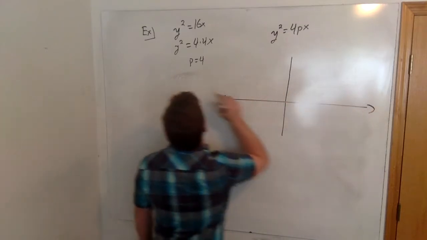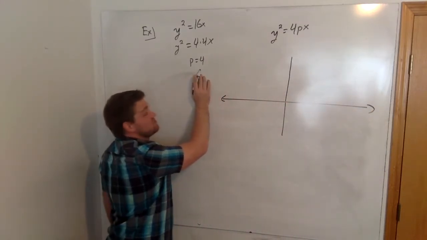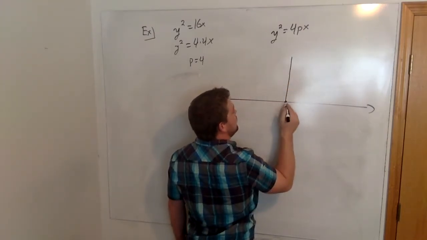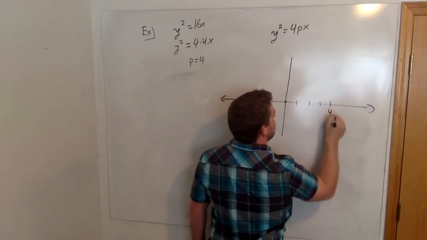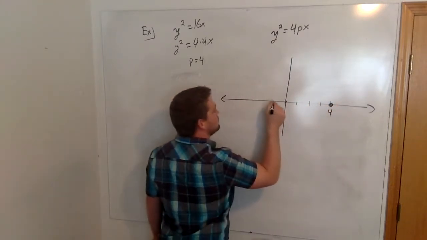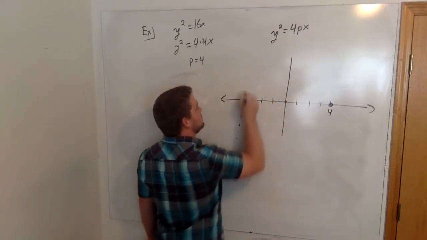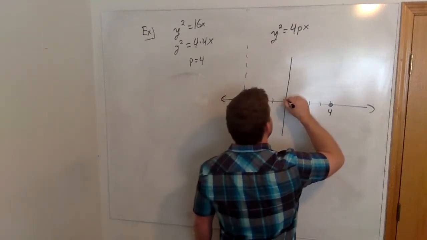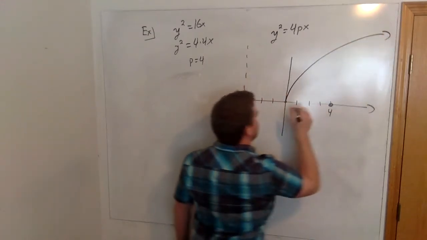If p is equal to 4, this gives you directions on how to get to your focus and your directrix. Since it's a sideways parabola, with y being squared, we're going to go to the right 4 units. So here's our focus, and then we would go left 4 units. This would be our directrix. And the parabola is going to look something like this.